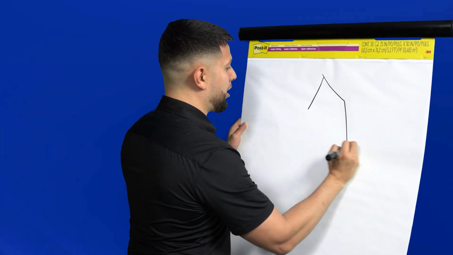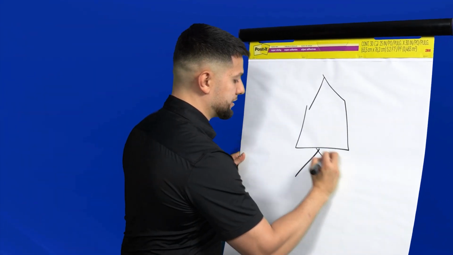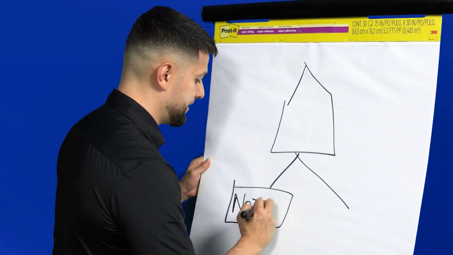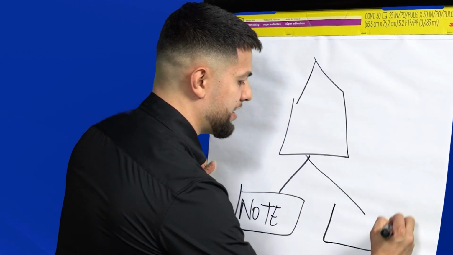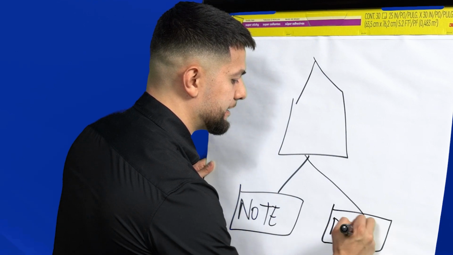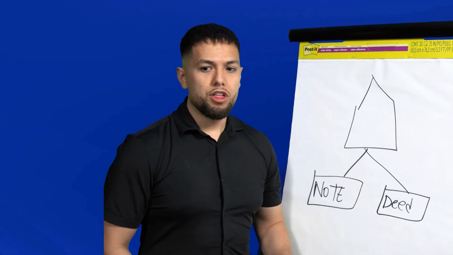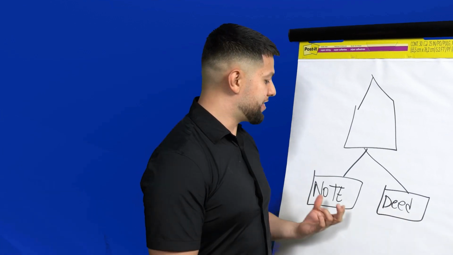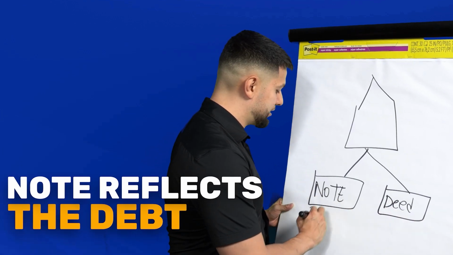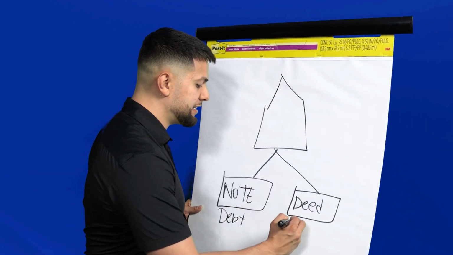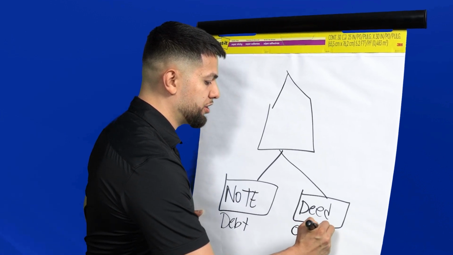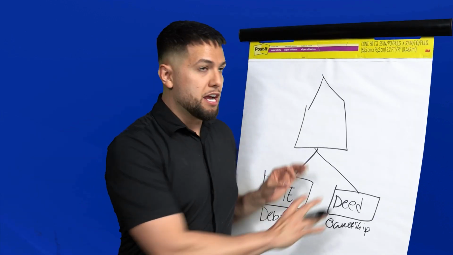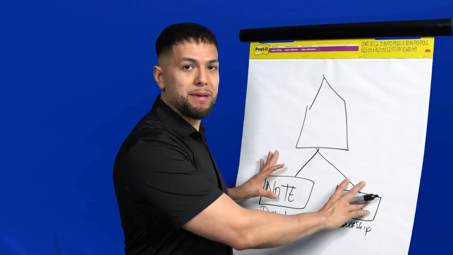On a piece of property, there are two things. There is a note and there is a deed. Now, the deed reflects ownership of the property and the note reflects the debt. So we're going to put this right here. This is the debt and this is the ownership. A lot of people don't understand this, but these two things can be separated.